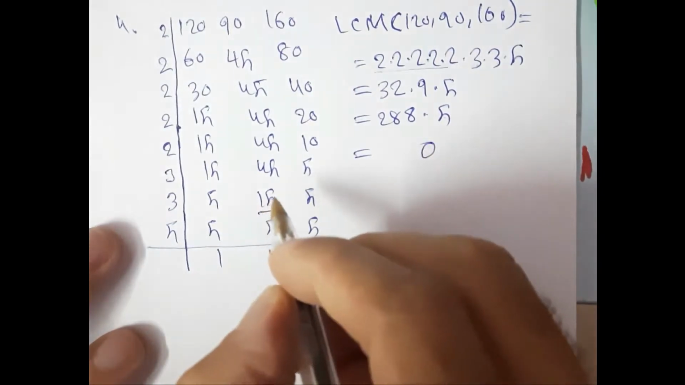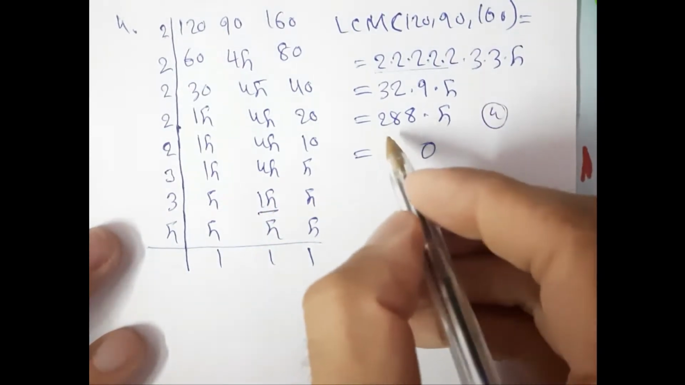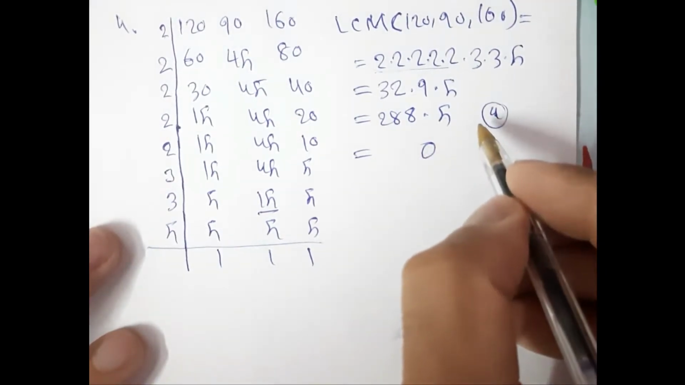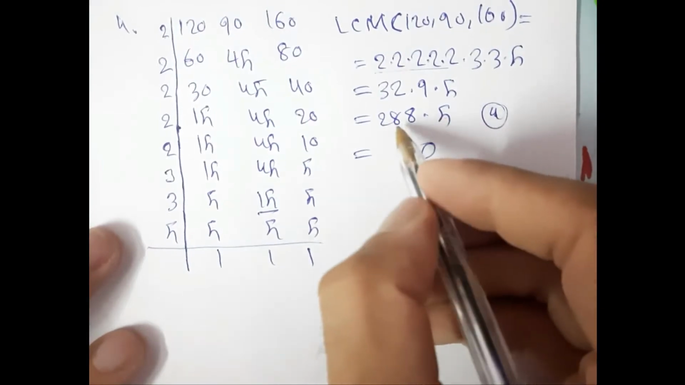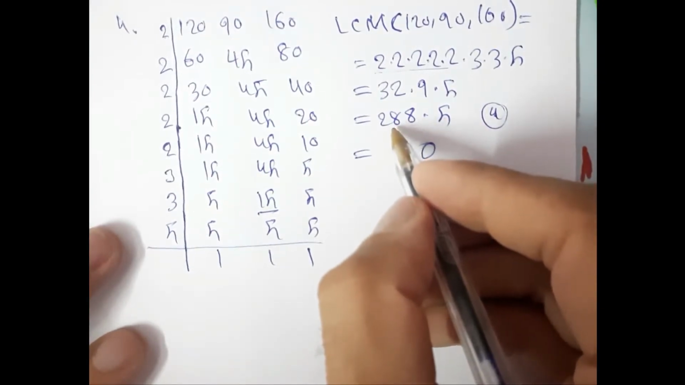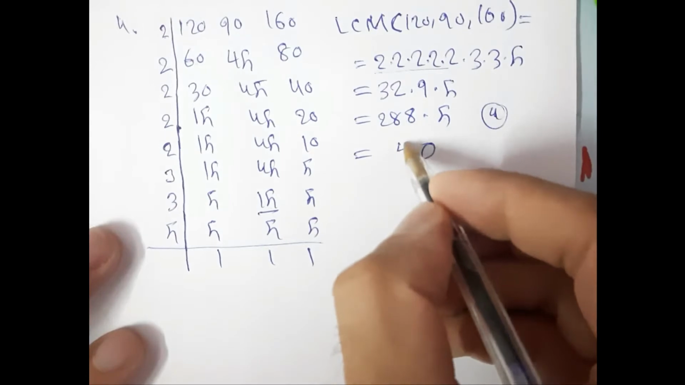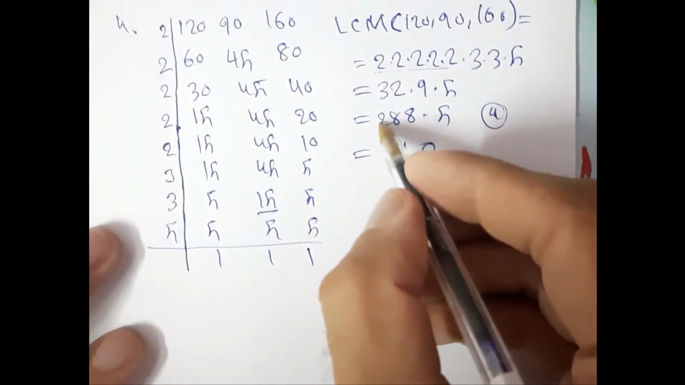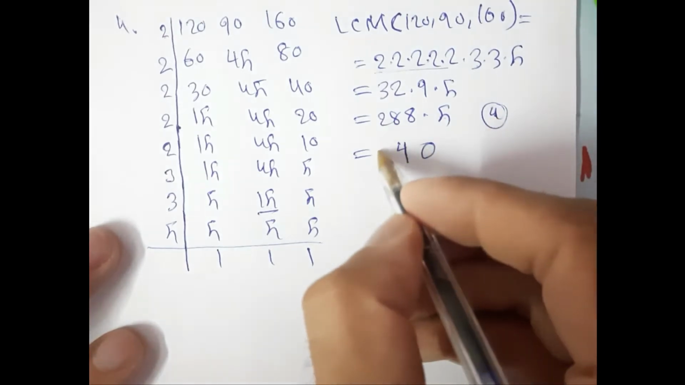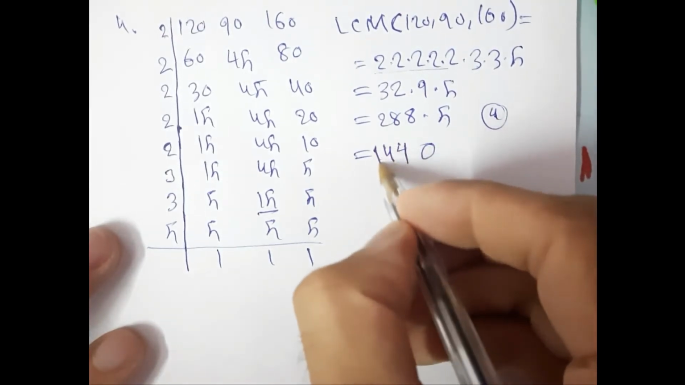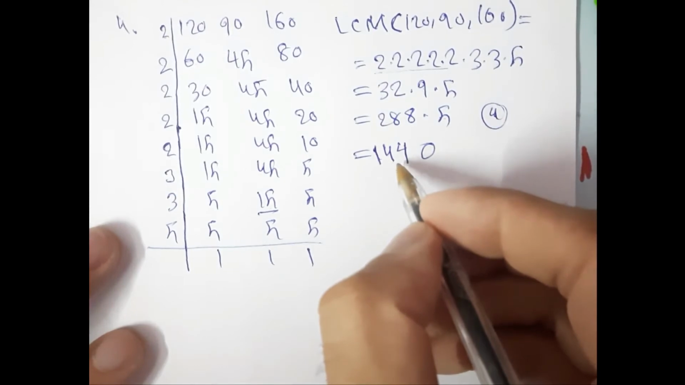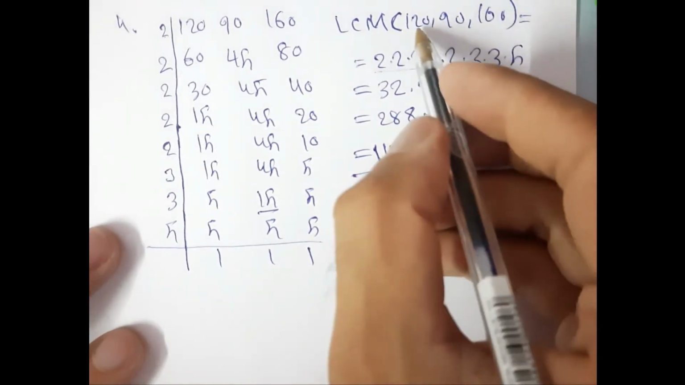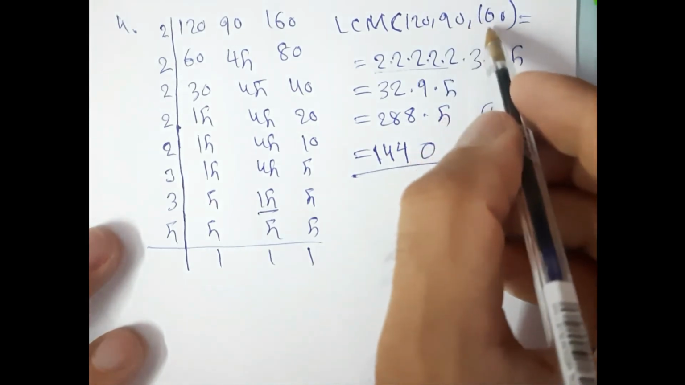40, 0. We have 4. 5 multiplied by 5, 40. 40 plus 4, 44. We have 4. 5 multiplied by 2, 10. 10 plus 4, 14. 1440 is the LCM of 120, 90, 160.